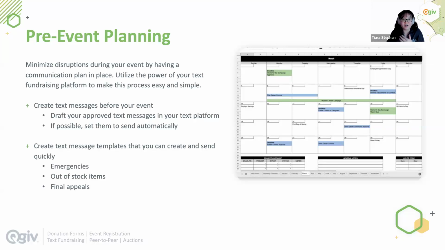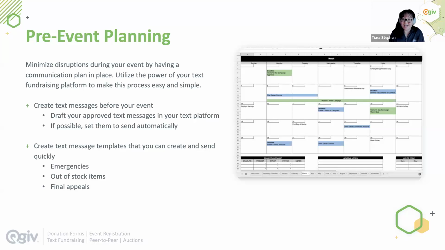Ahead of time, you can also create text message templates that you can send quickly if there's anything that you anticipate happening at your event or anything that might go wrong. So let's say you have an outdoor event, a storm is approaching, and you've got to move your event indoors. In an emergency like that, text fundraising is a great way to let your donors know, hey, we're moving indoors, this is where to go.